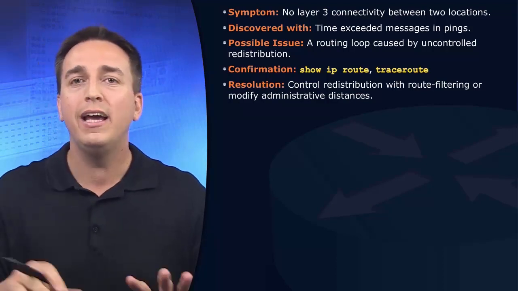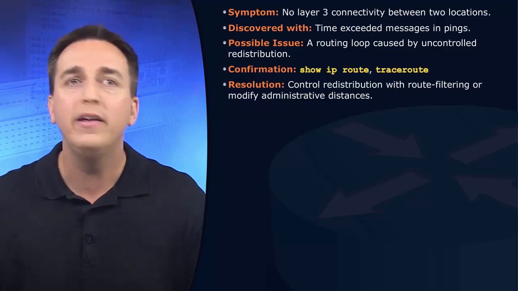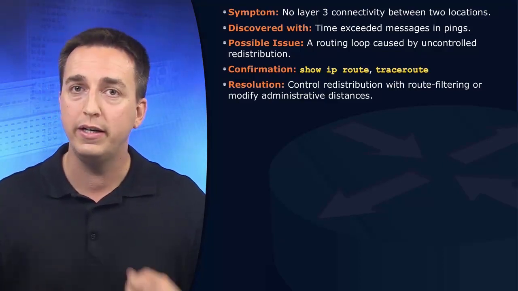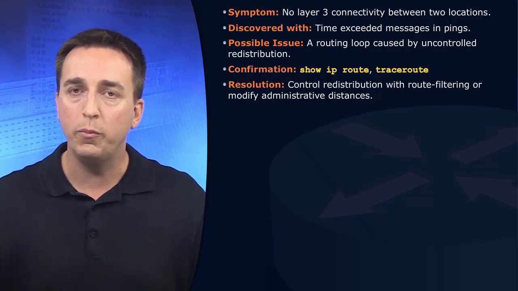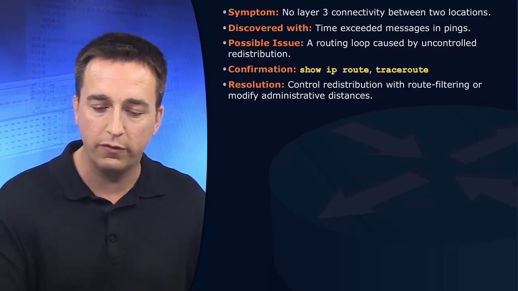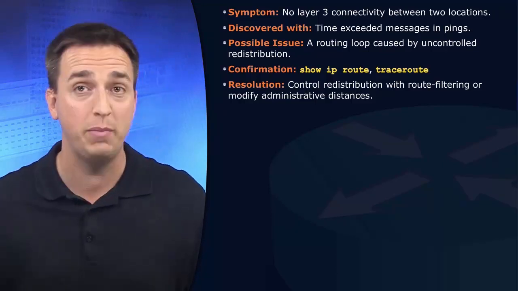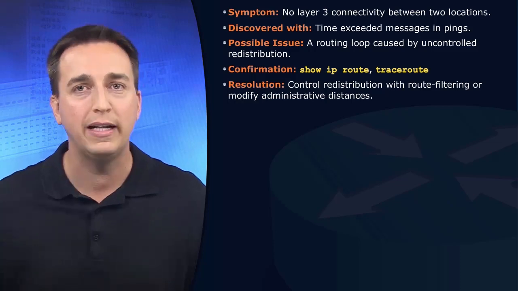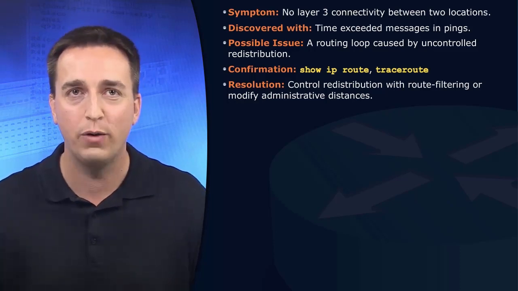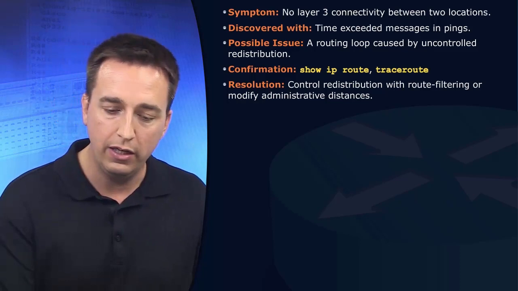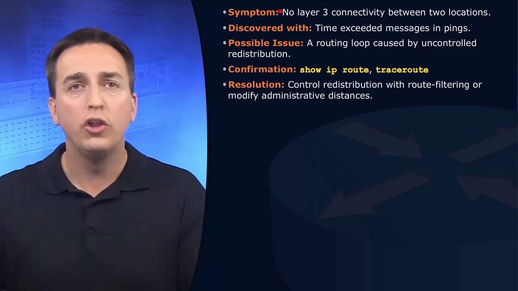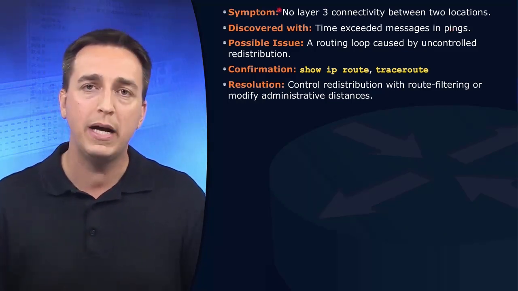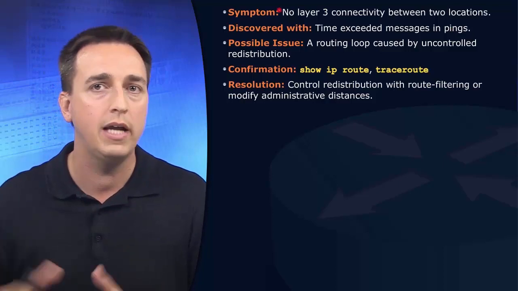However, let's say it occurs on the fly in your environment. How are you going to identify a routing loop? Well, you're going to identify routing loops based on the fact that your layer 3 connectivity is going to be broken. Users are going to be complaining that they can't reach particular destination networks. So you issue a ping and then you receive time exceeded messages. The reason why you receive the time exceeded message is because the packet never reaches the destination.